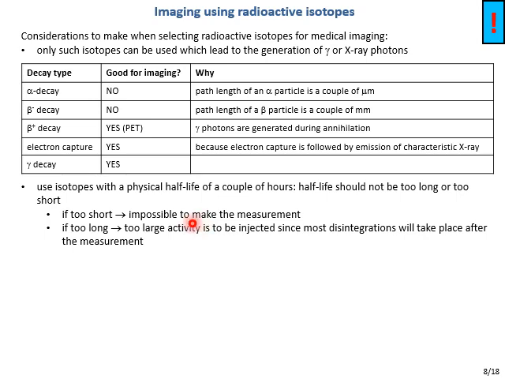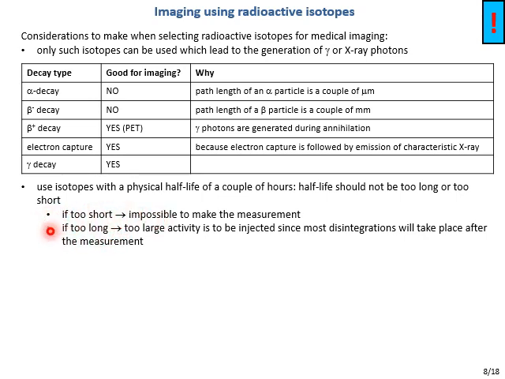Because if the half-life of an isotope is, let's say, 1 minute, then in 10 minutes or 20 minutes, there is practically no radioactivity present because all of the radioactive isotopes have already decayed. And this doesn't give us enough time to complete the whole procedure because that's a relatively long procedure. The radiopharmaceutical has to be synthesized, it has to be injected into the patient, and the measurement has to be carried out. And this is a relatively long process.